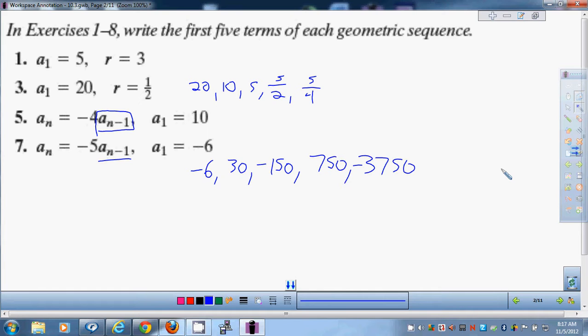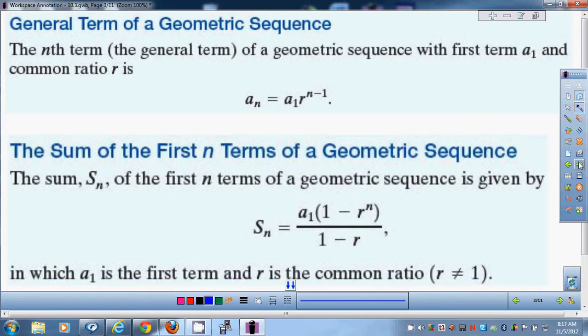If you remember from Friday, we had 2 formulas. We had the general term formula and we had a sum formula. Well, same thing today. General term and a sum formula. And we're actually going to have one more toward the end of the lesson, but these are the first 2 for now. The general term formula for a geometric sequence and the sum formula for a geometric sequence.